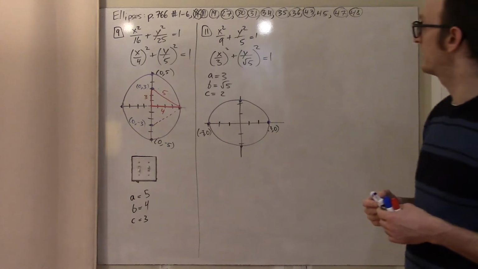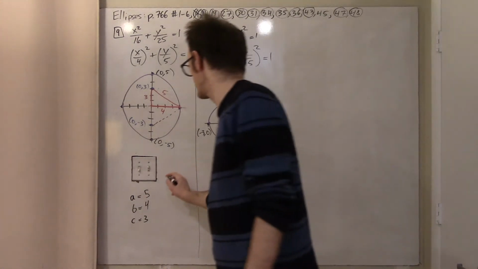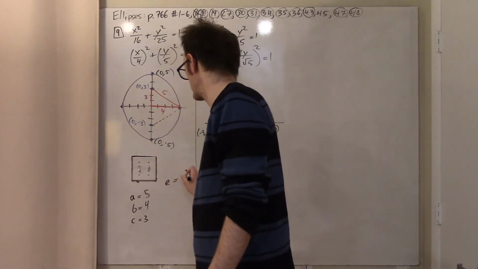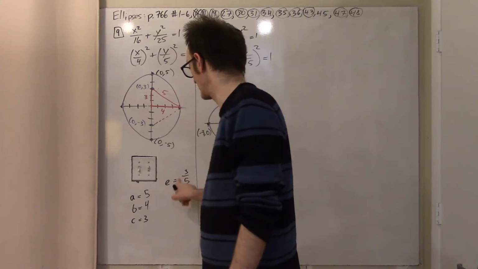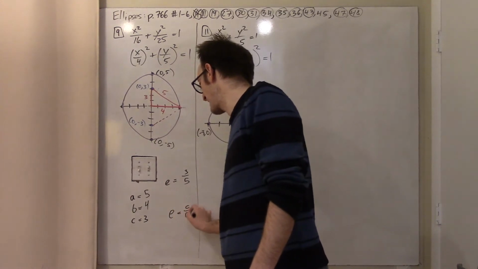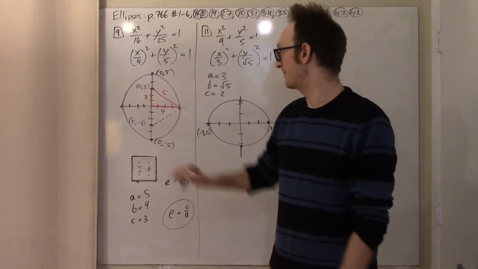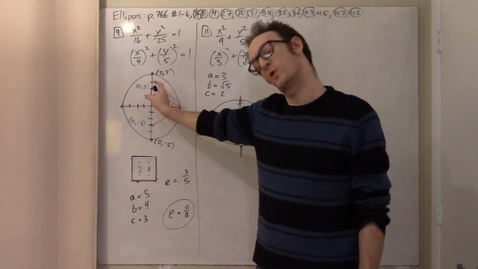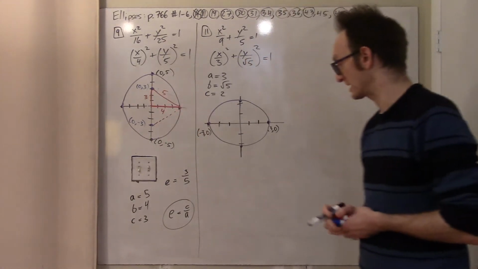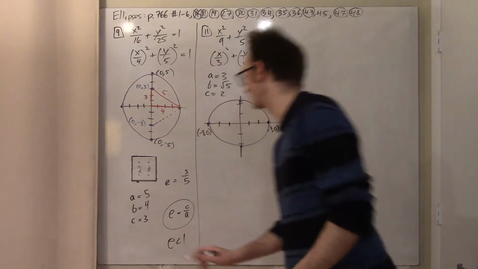Okay, and what else were we supposed to do? Oh, eccentricity is c over a. I forgot about that. So this is 3/5, and the eccentricity in an ellipse is always going to be, since the eccentricity is c over a, then c is always less than a in an ellipse, of course, because the distance from the center to a focus is always less than the distance from the center to a vertex. So the eccentricity for an ellipse will always be less than 1.